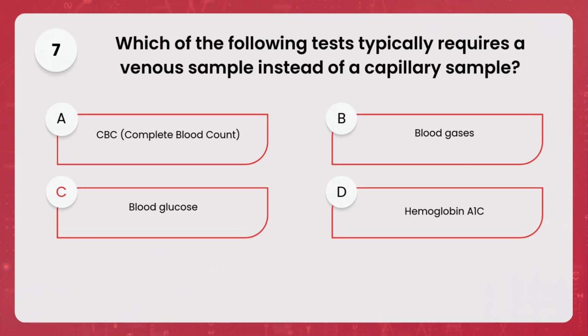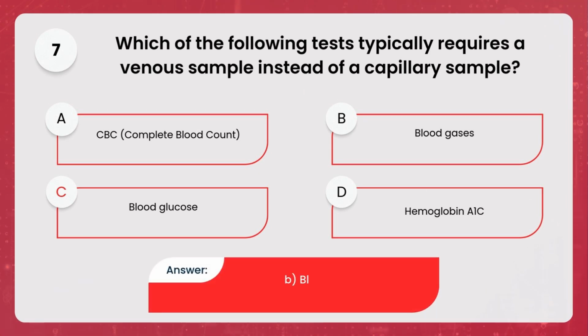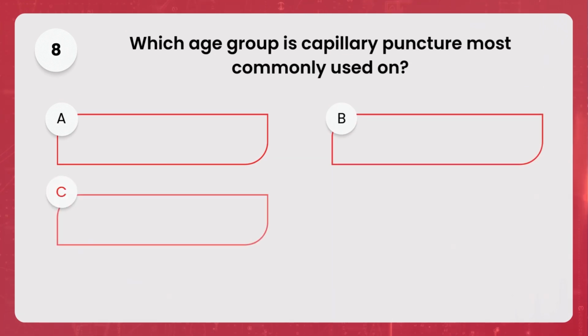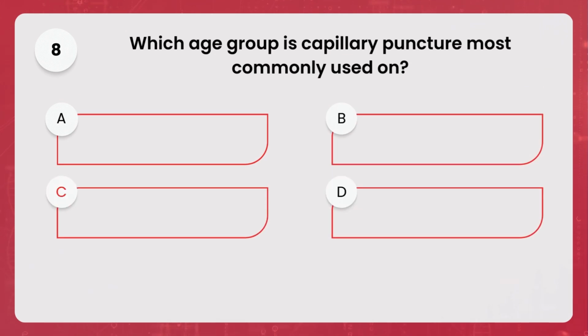Number 7. Which of the following tests typically require a venous sample instead of a capillary sample? A. CBC, complete blood count, B. Blood gases, C. Blood glucose, or D. Hemoglobin A1C? The answer is B. Blood gases.